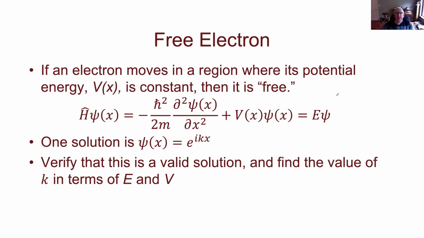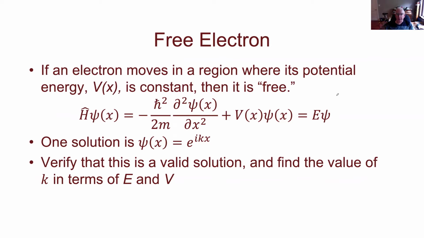A free electron is essentially one that can go anywhere it wants to, pretty much. What would make that the case? It means that the potential energy does not depend on the position. So we're going to stick with a one-dimensional problem here, a function of one coordinate x, and we're going to say the potential energy V of x is just a constant, which pretty soon we'll just call V. Our Schrodinger equation is as written here.